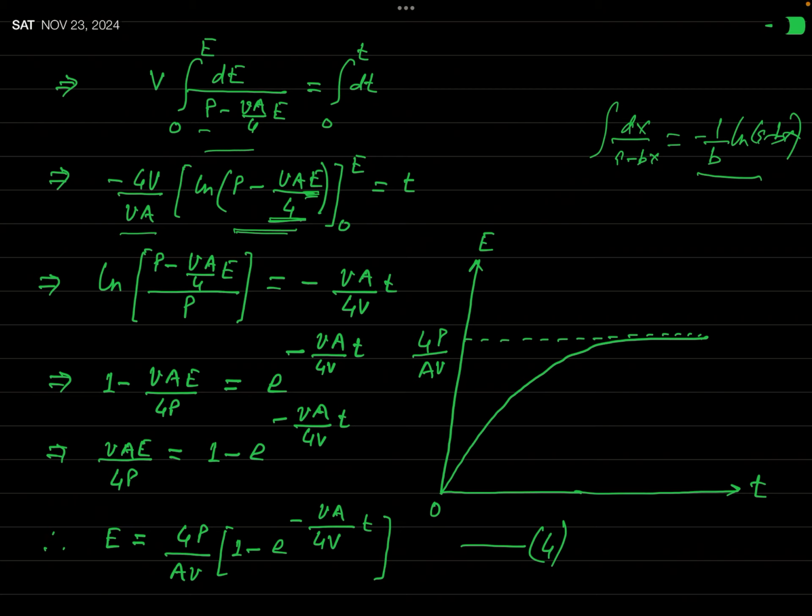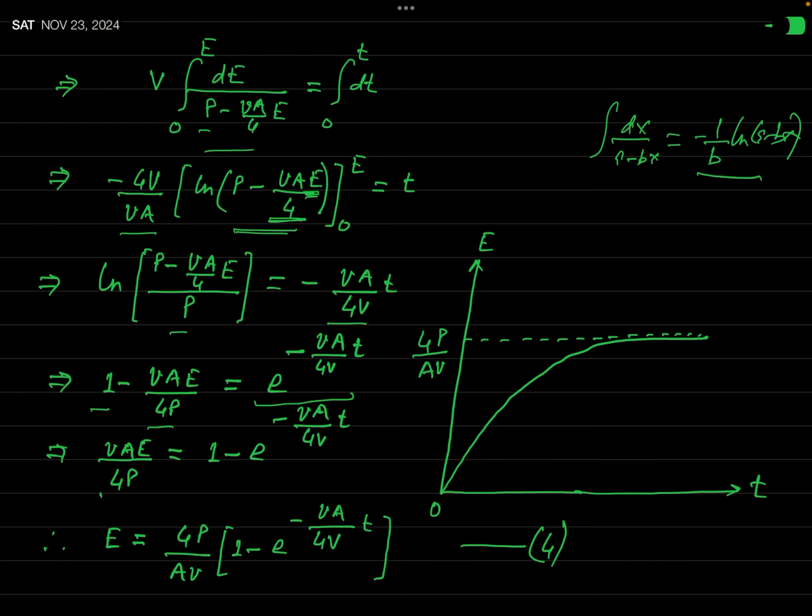minus log P. But you know log A minus log B is log A by B, so this LHS can be written as log of (P minus VAE over 4) divided by P, and that is equal to minus VA times T divided by 4. Therefore you can write (P minus VAE by 4) by P equal to e to the power this much. When you divide both terms in the numerator by P, your result will be 1 minus VAE divided by 4P.